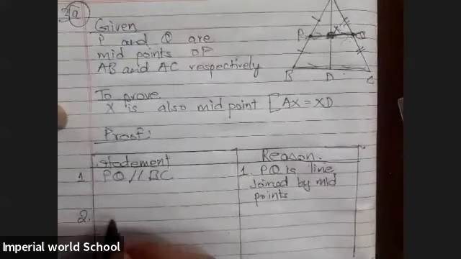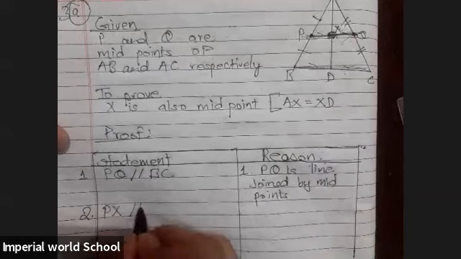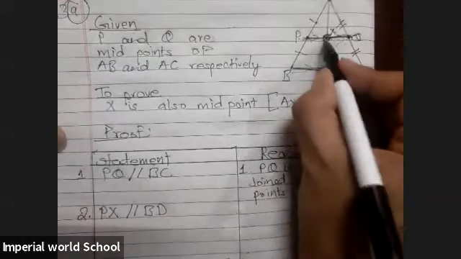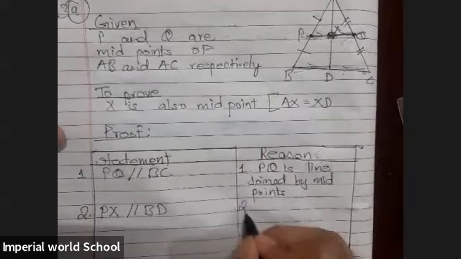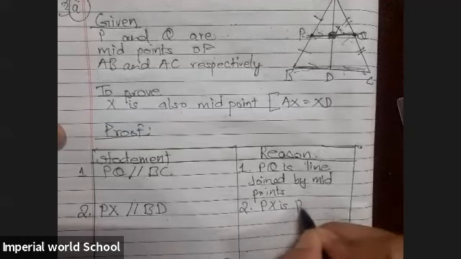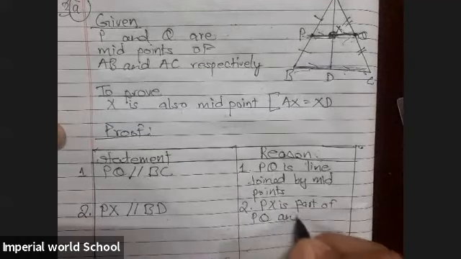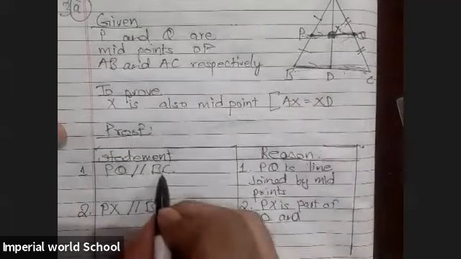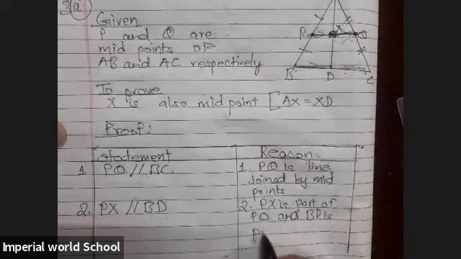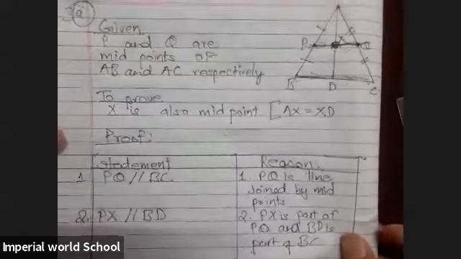So we have to write PX is also parallel to BD. Let's not write BD, BC. PX is also parallel to BD. So the reason for this is because PX is part of PQ and BD is part of BC. Okay, now one thing.